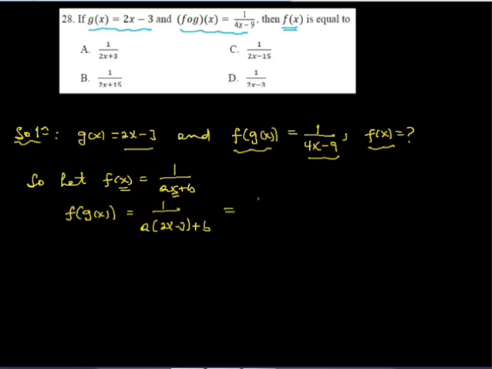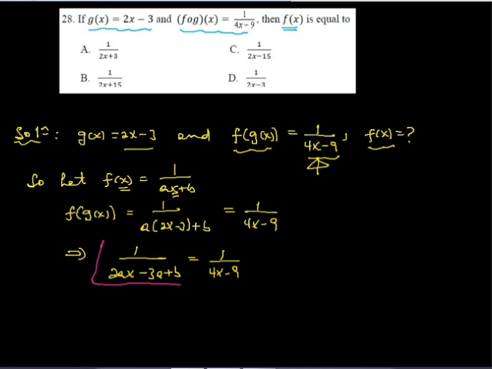This is the same as what we were told: it is the same as 1 over 4x minus 9. So this implies 1 over 2ax minus 3a plus b is the same as 1 over 4x minus 9. Now, these two being equal 1 over some linears means, in other words, we cross-multiply.